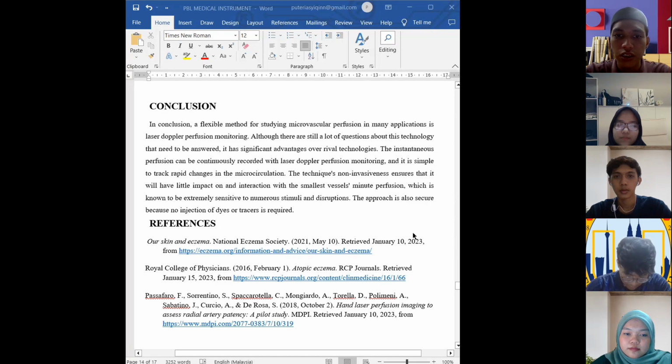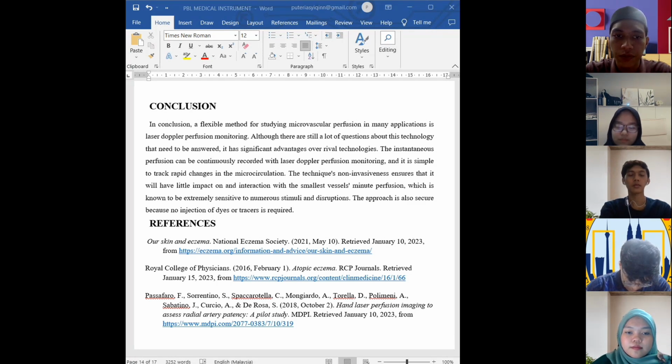So the conclusion is that a flexible method for studying microvascular perfusion in many applications is laser Doppler perfusion monitoring. Although there are still a lot of questions about this technology that need to be answered, it has significant advantages over rival technologies. The instantaneous perfusion can be continuously recorded with laser Doppler, and it is simple to track rapid changes in the microcirculation.